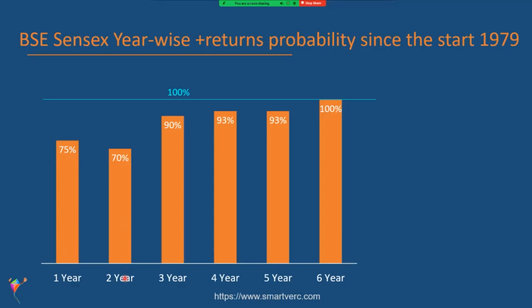Similarly, for any 2 consecutive years, had you invested, there was a 70% probability. For 3 years, 90%, 4 years, 93%, and similarly for 6 years, there was a 100% probability. Yes, for any of the 6 consecutive years, had you invested in Sensex since the start, you should not have lost, as far as the Sensex says.